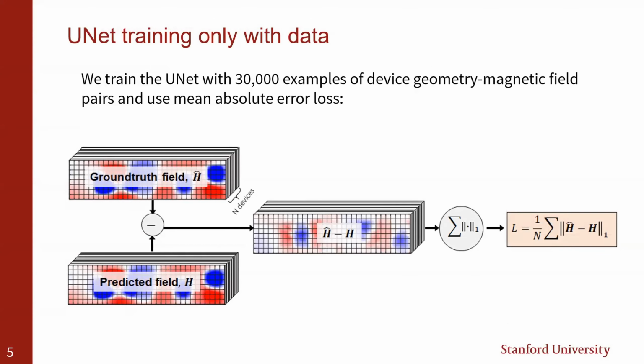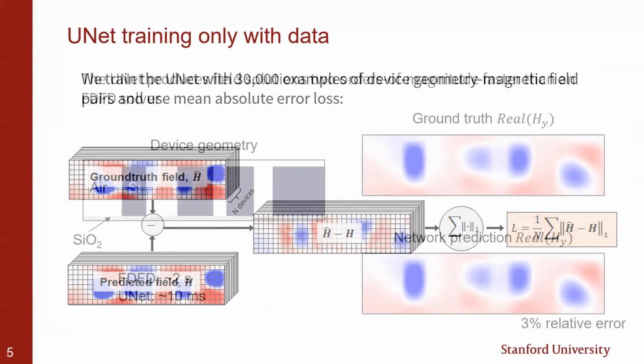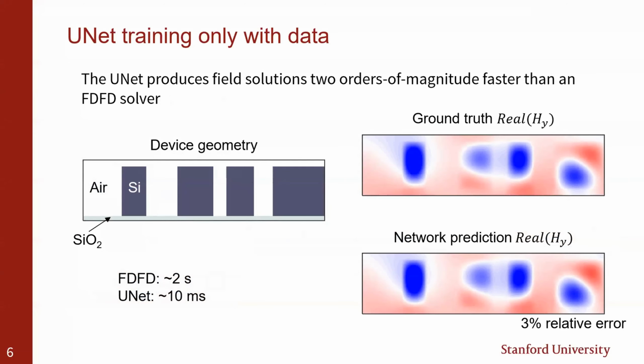We first tried with a conventional training scheme where 30,000 examples of device geometry and magnetic field pairs are first generated with a standard FDFD solver. And then the loss function is formed as the mean absolute error, which measures the difference between the ground truth field H hat and the predicted field H, aka the output of the network. Note that this is a very conventional way of forming the loss function, which is also used as the baseline method for this study. This baseline method gives pretty good magnetic field prediction.